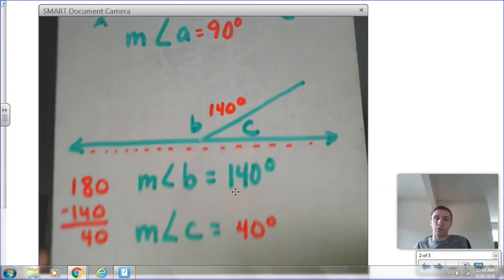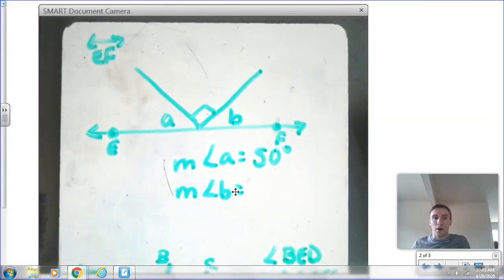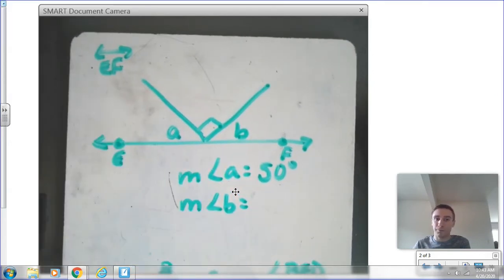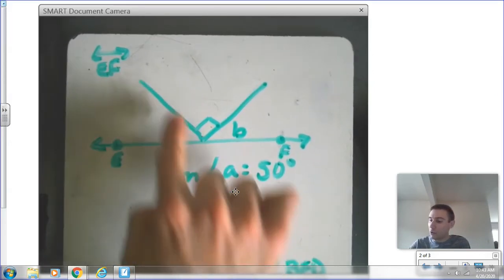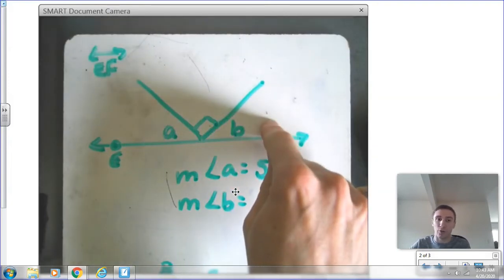All right, so we got through those couple examples. Now let's do a couple more challenging ones. All right, so right here, I gave us that we have line EF. And it looks like I have two segments here creating 3 angles.